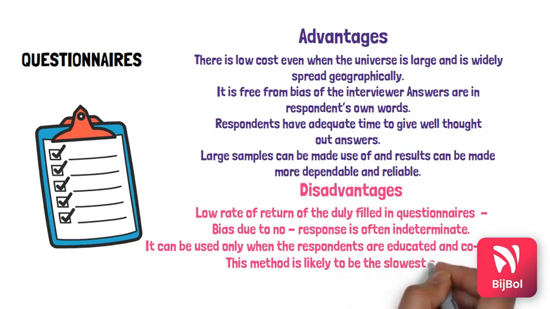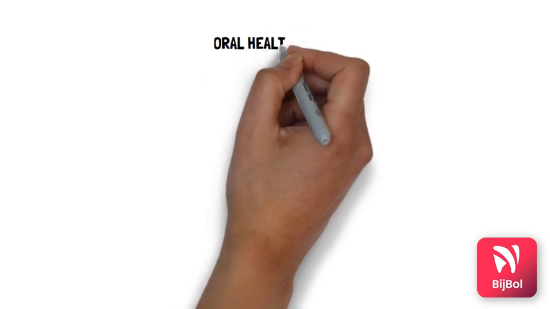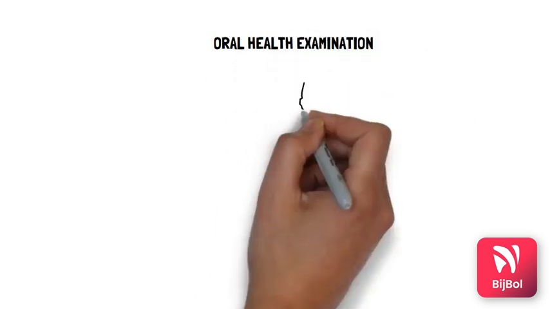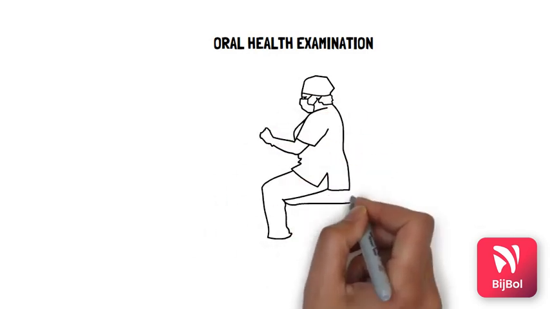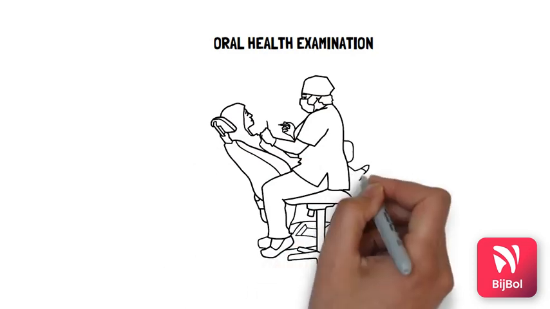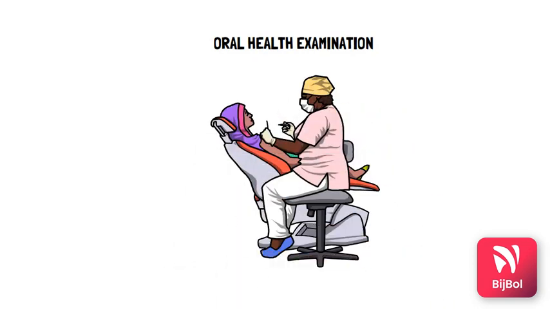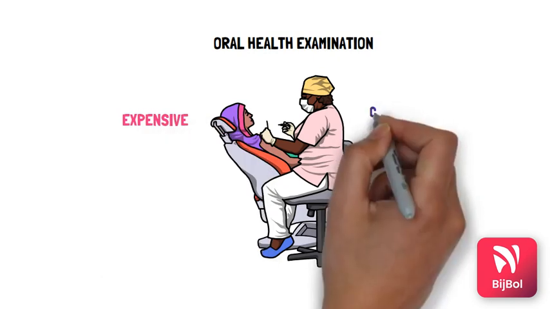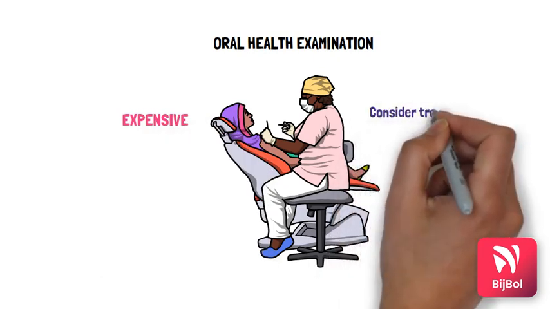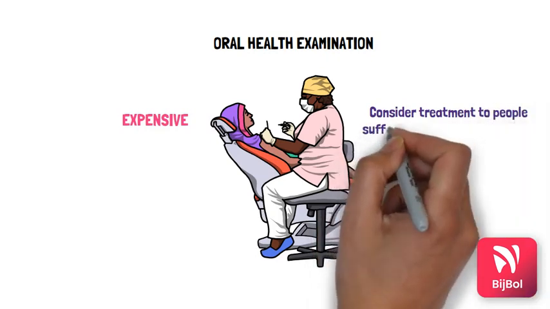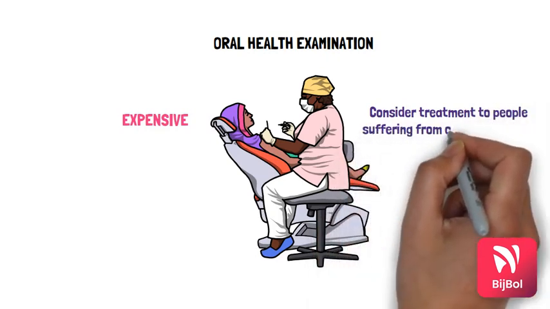Coming to the next one, that is the oral health examination. Here you collect the information by examining the individual. So this is most commonly used when you require some information which is related to their health. This is an expensive type of method. Whereas coming to the disadvantages, you need to consider the option of treatment for the few people who suffer from certain diseases. So these are the various methods of collecting primary data.